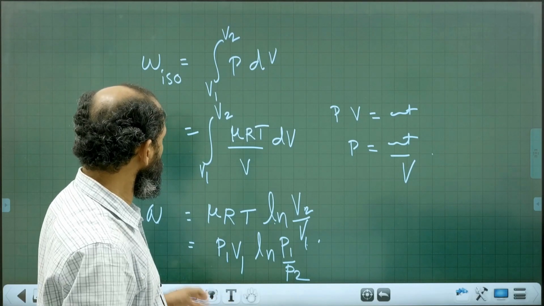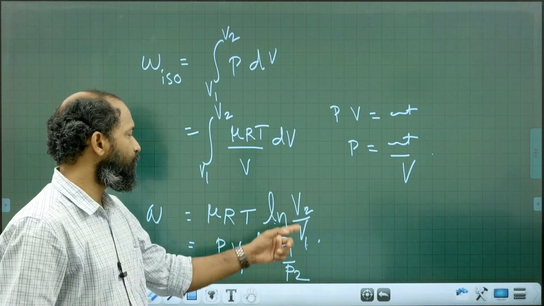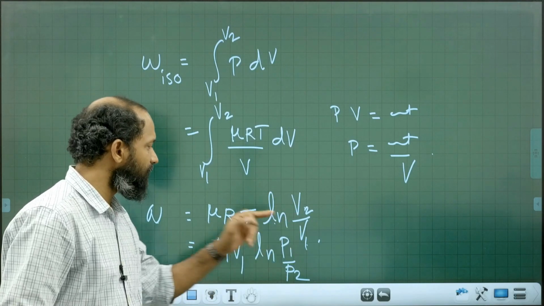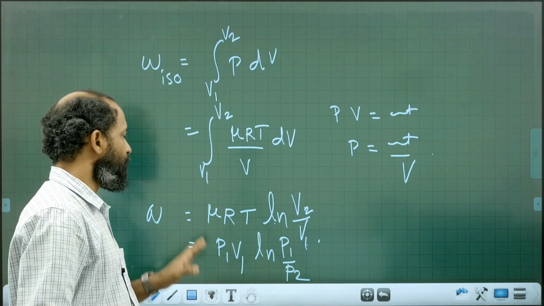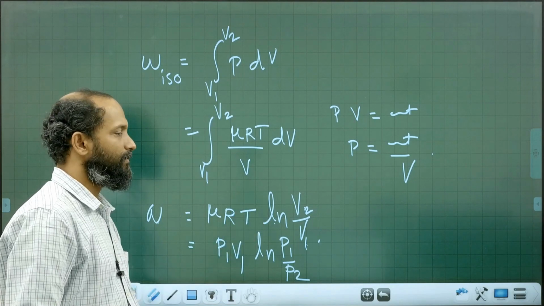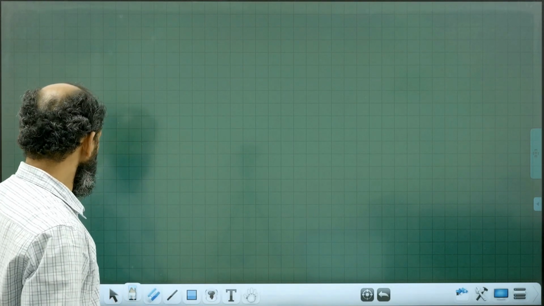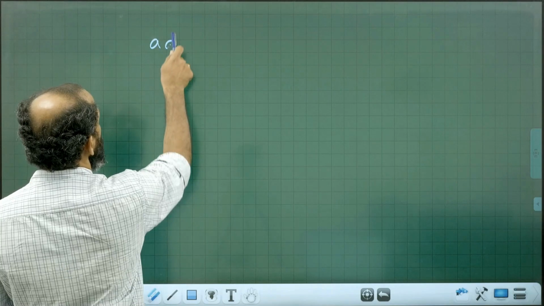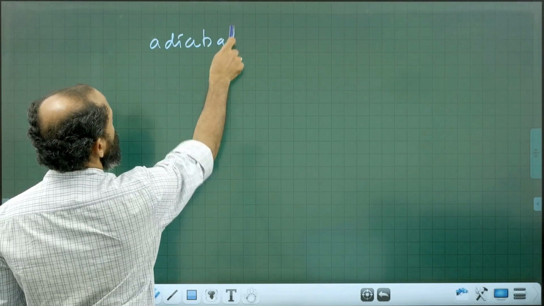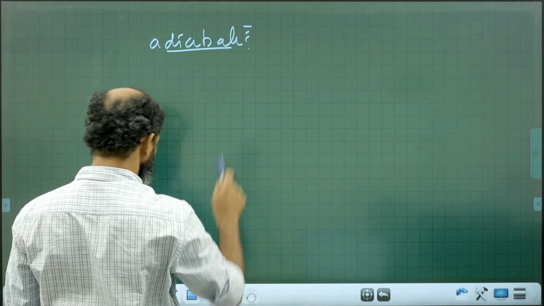Okay. So work done is equal to mu RT log V2 by V1. When V2 is greater than V1, work done is positive. So mu RT log V2 by V1. This part is very important. The next process is an adiabatic process. Adiabatic process. That's going to be another important one.